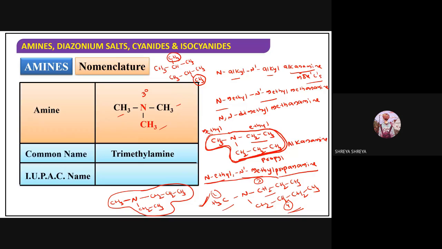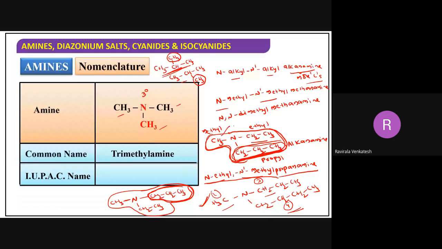No difference, sir. So this is called isobutane, or otherwise 2-methyl propane. That means it doesn't matter whether it is on the left side or the right side. You have to consider the longest chain. This one has 3 carbons, so it is called alkanamine, which is nothing but propanamine.